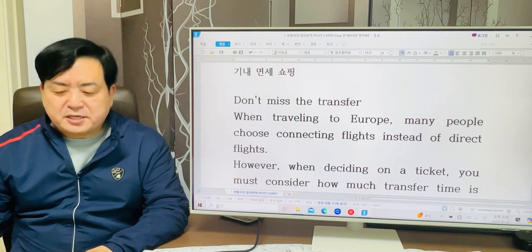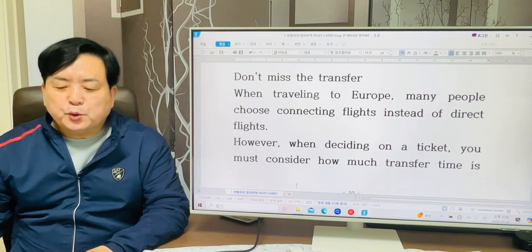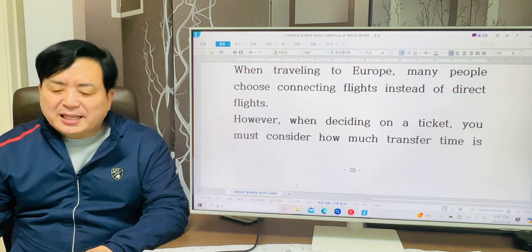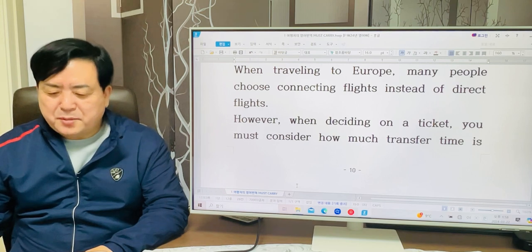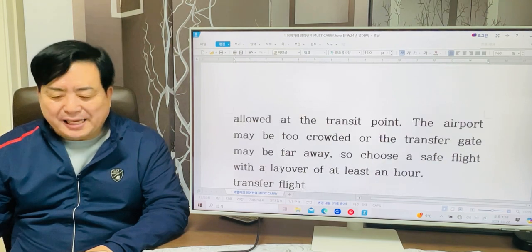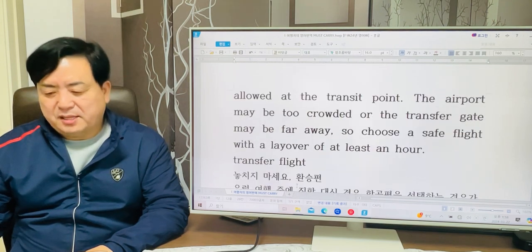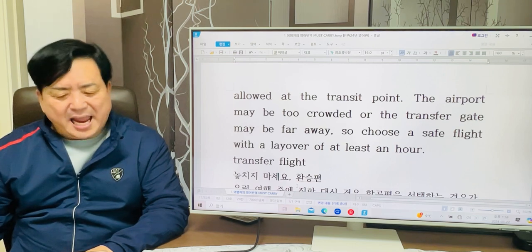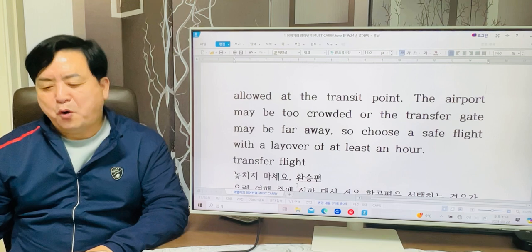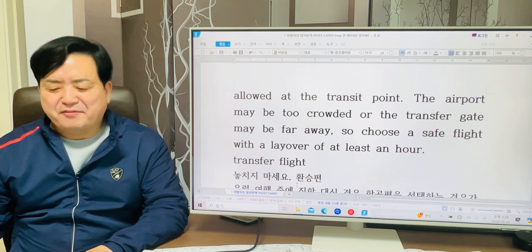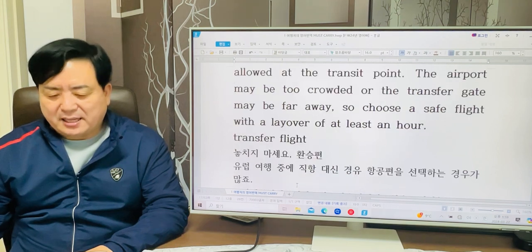Don't miss the transfer. When traveling to Europe, many people choose connecting flight instead of direct flight. However, when deciding on a ticket, you must consider how much transfer time is allowed at the transit point. The airport may be too crowded or the transfer gate may be far away, so choose a safe flight with a layover of at least an hour.